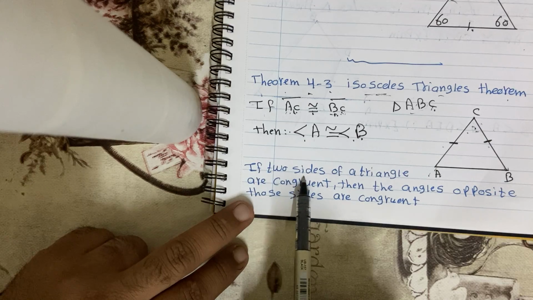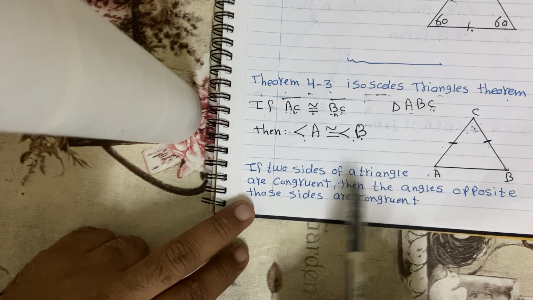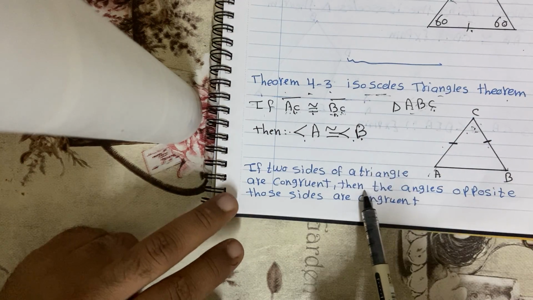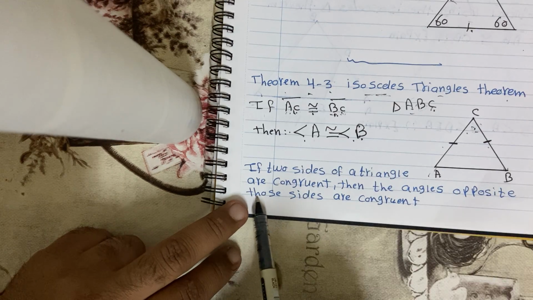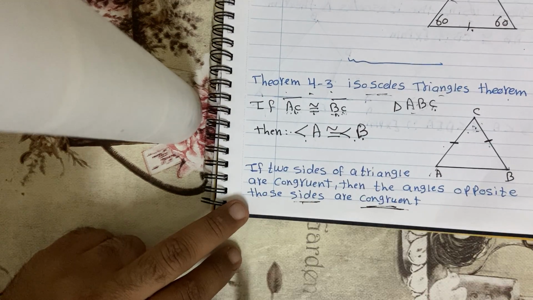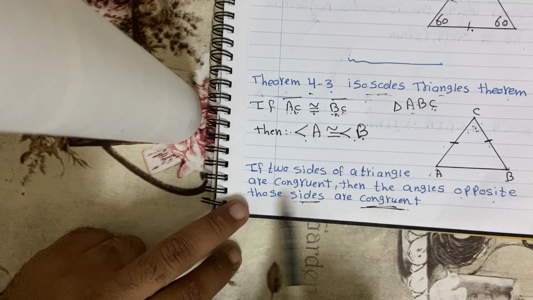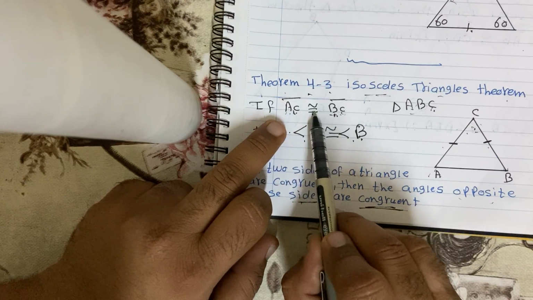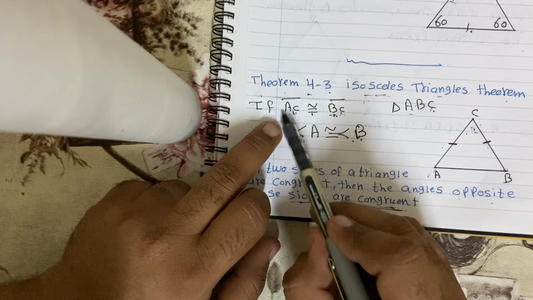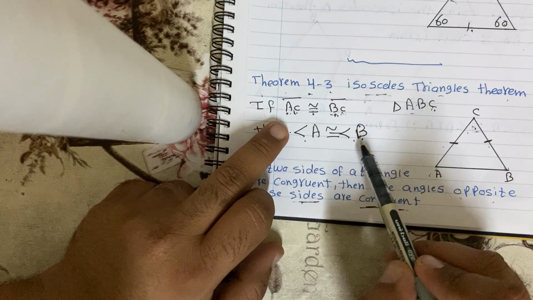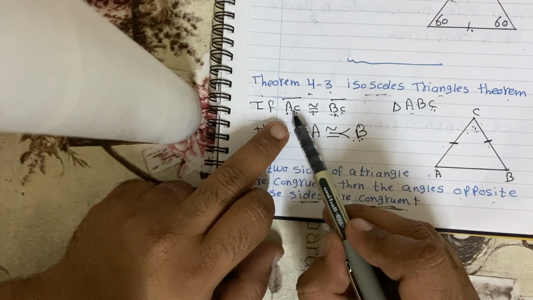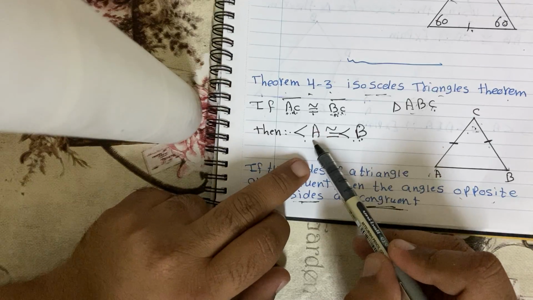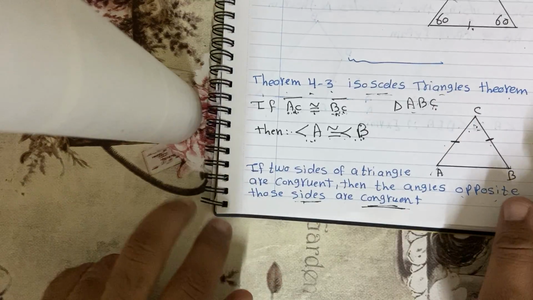The theorem is, if two sides of a triangle are congruent, then the angles opposite to those sides are congruent. Here we have side AC congruent to side BC. Which angle is opposite to AC? Angle B, because we don't have letter B here. Which angle is opposite to BC? Angle A. So angle A is congruent to angle B.